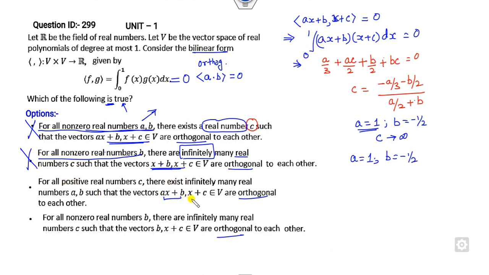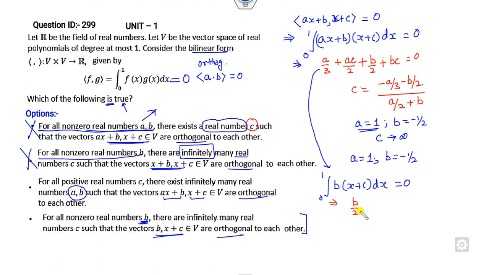Again, ax plus b and x plus c is there, but in this case you have to find the value of a and b. So instead of this, I can start from here. Let me first do the fourth part. For every non-zero b, there exist infinitely many c. So I can take b x plus c, integrated over 0 to 1. It should be 0. So what will happen?